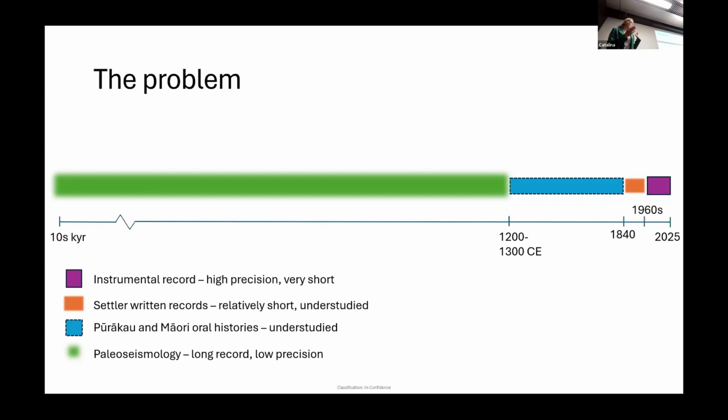Paleoseismology can take us back maybe tens of thousands of years. We should say tens of kiloyears rather than zeros of kiloyears. I guess it's cut off on the screen. So that can take us back further. But the reason I've made that bar blurry is that the precision gets lower and lower, right? So we have much less certainty about the timing of those earthquakes, maybe plus or minus a few hundred years.